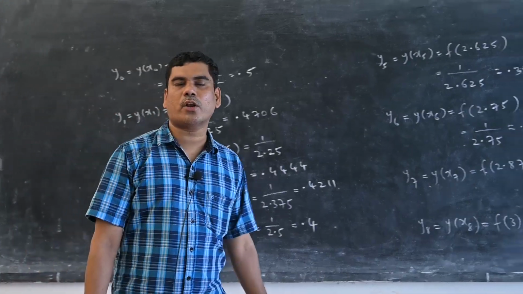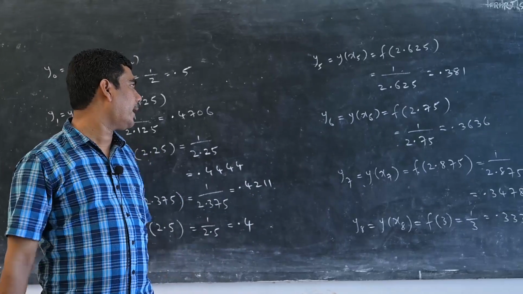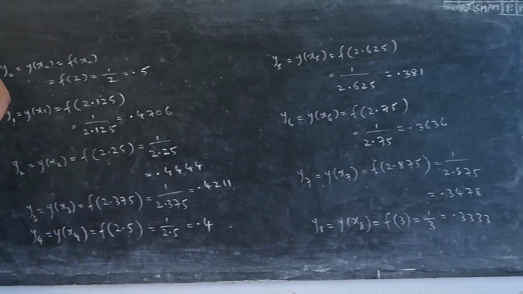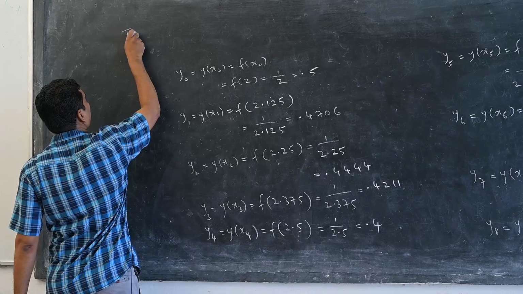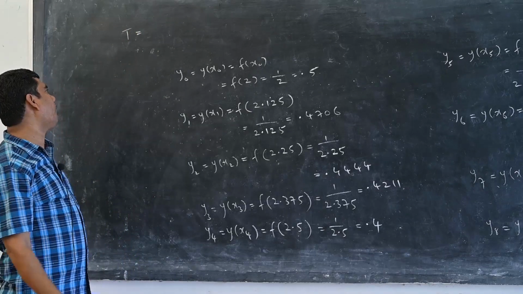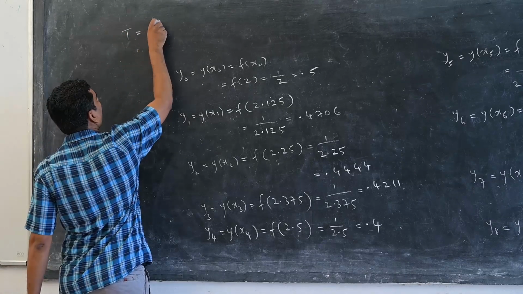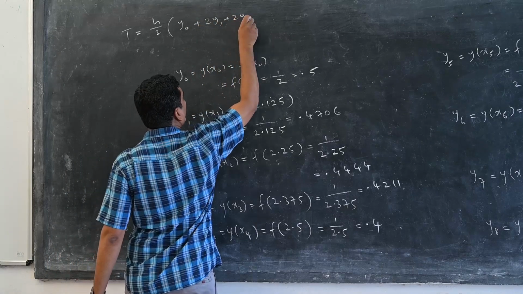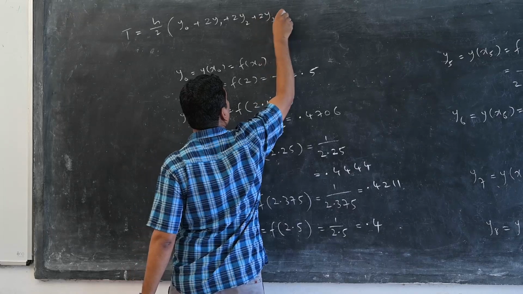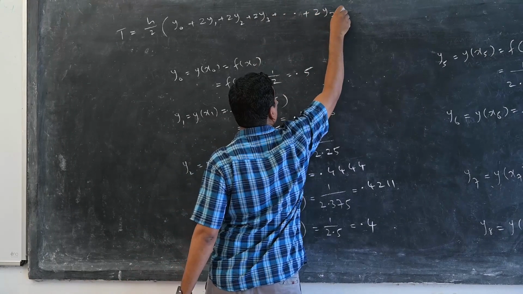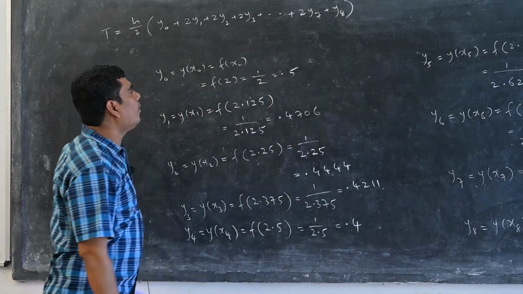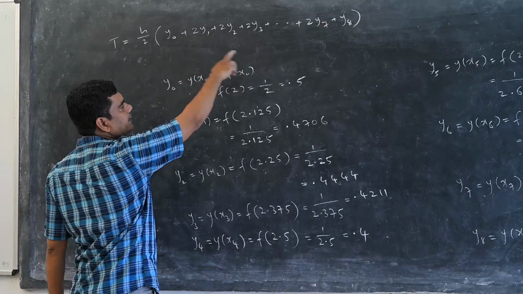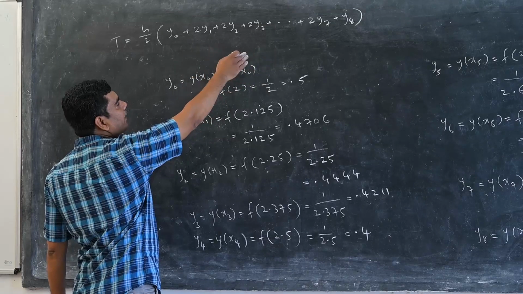Now, by the trapezoidal rule, the approximate value of the integral from 2 to 3 of 1 by x dx, T, is equal to h by 2 into y0 plus 2y1 plus 2y2 plus 2y3 plus etc. plus 2y7 plus y8. y0 is the first term, y8 is the last term. The remaining terms we multiply by 2.